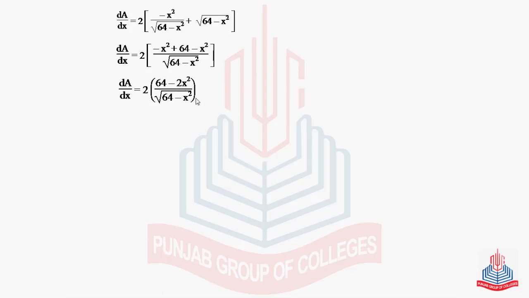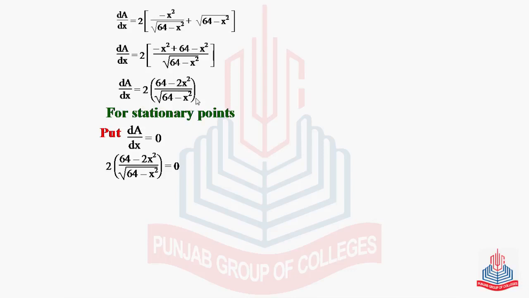Now for stationary points, put the first derivative equal to 0. 2 cannot be equal to 0, so this factor must be equal to 0, and as we know, if a fraction gives a result of 0, then the numerator must be equal to 0. So 64 minus 2x square is equal to 0, and from here 64 is equal to 2x square, and x square is equal to 64 over 2. So x square is equal to 32, and by simplifying, x will become 4 into square root 2.